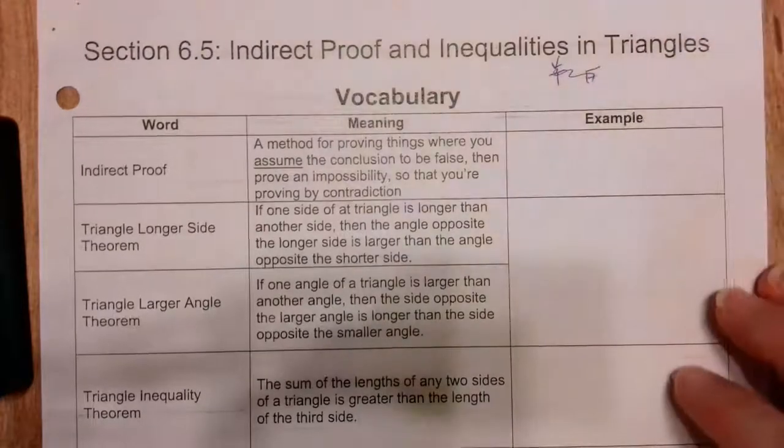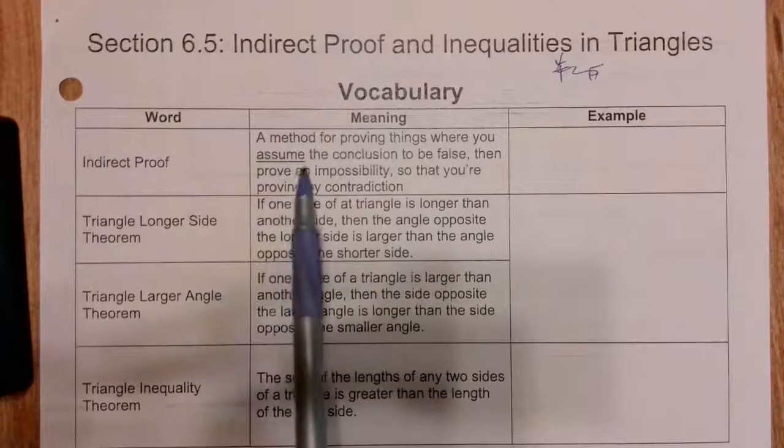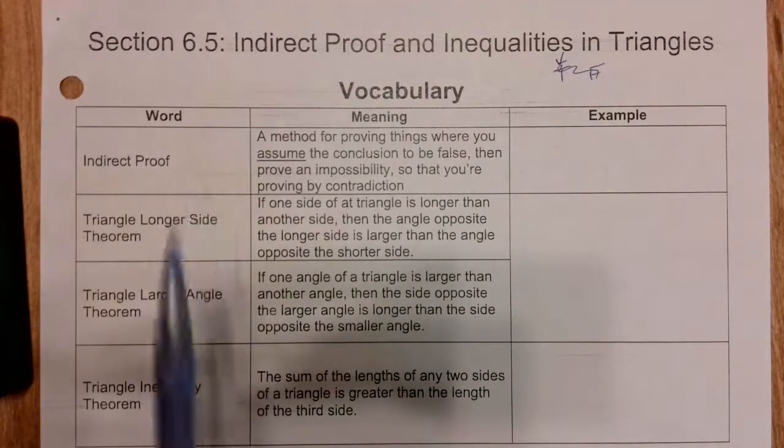So, with that said, in an indirect proof, you make an assumption, basically for the opposite of what you're trying to prove, and you're going to prove that the opposite can't happen. We'll do a couple in just a minute.